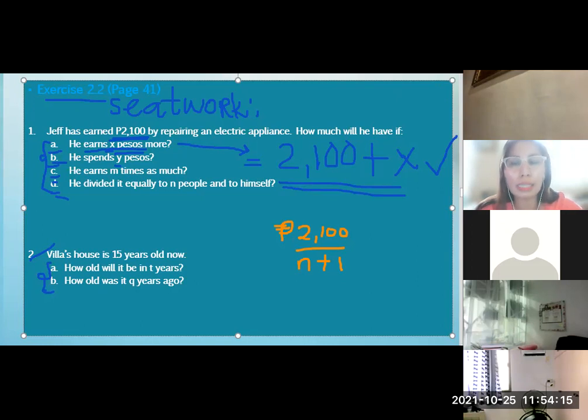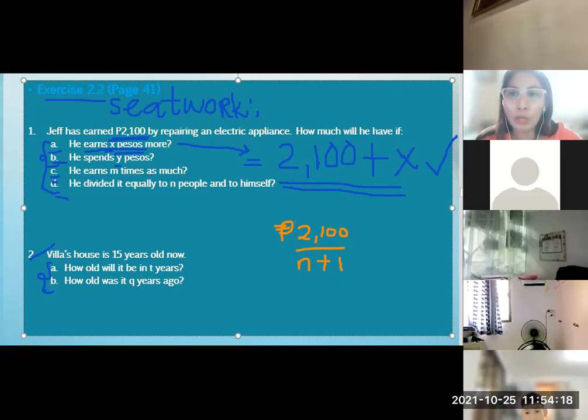Okay. As you can see on Carlo's answer on the chat box, please open the chat box. Please click the chat icon. Okay. It's 2,100 minus y. So, this one, he spends y pesos. The keyword here is spend. Meaning it's a deduction to what Jeff has earned.